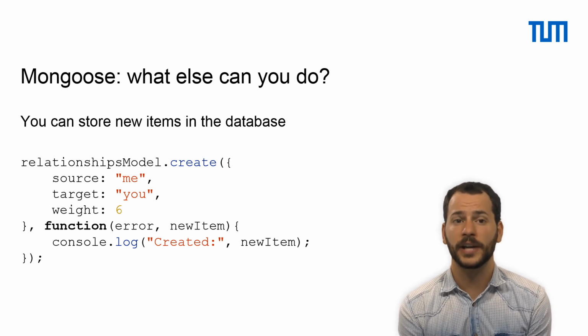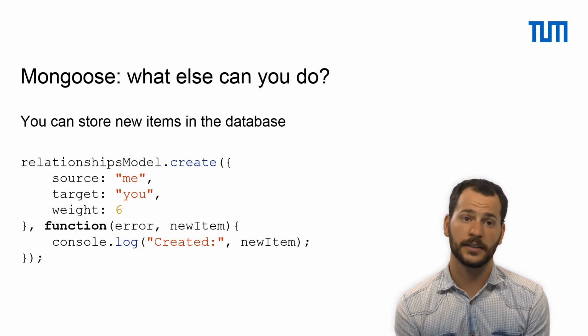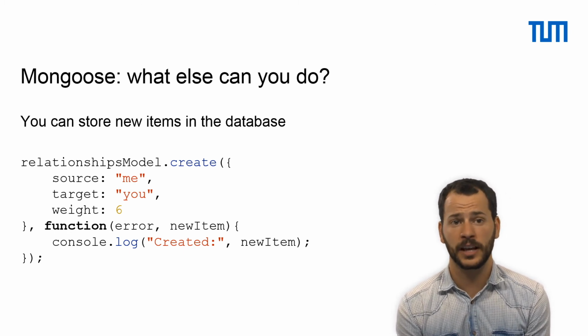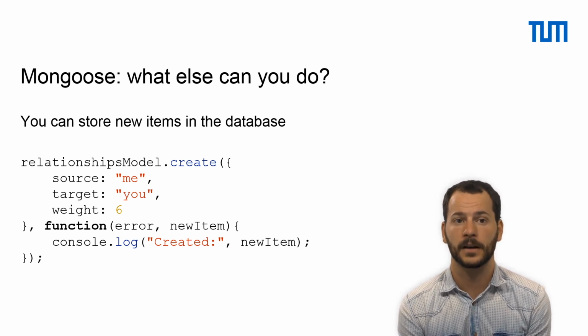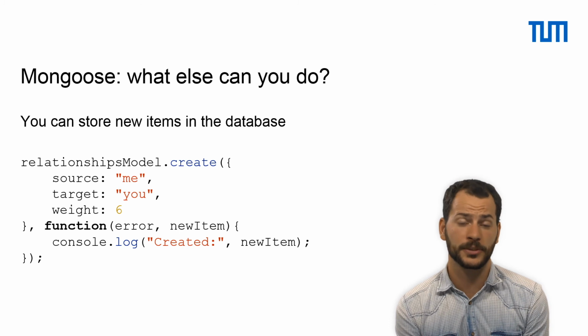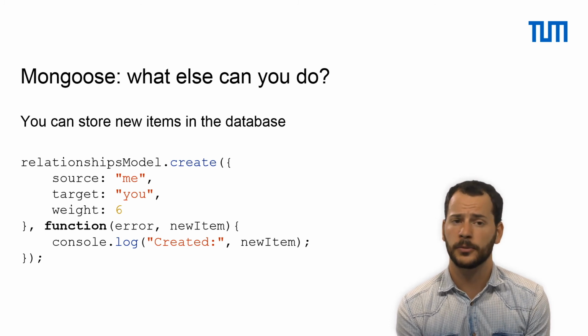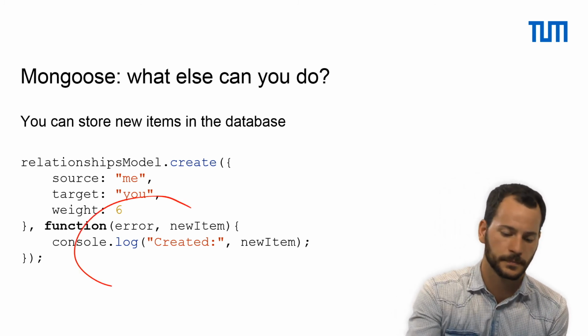It allows us to create objects, as already said before. So in this specific case, we are creating a new object which has as source me, as target you, and as weight 6. If the object was successfully created, we will return an anonymous callback function which will log the created object, as we see below here.